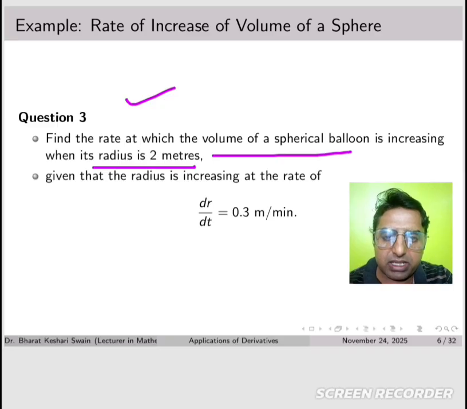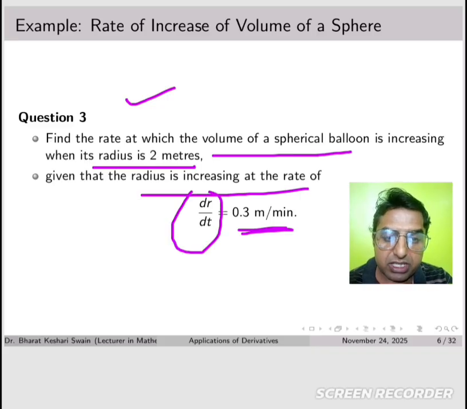And again, what is given? The radius is increasing at the rate of 0.3 meter per minute. Okay, so the radius is increasing, so the rate of change of radius with respect to time can be denoted as dr by dt, because it is changing. This is the rate of change of radius with respect to time, so it is the derivative of r with respect to time. So rate of change means the derivative.